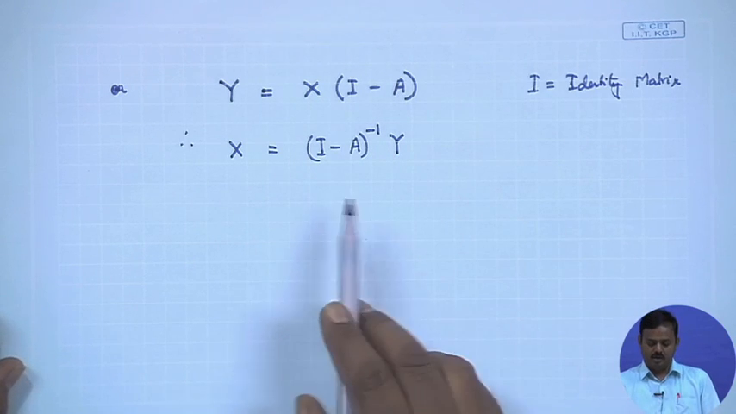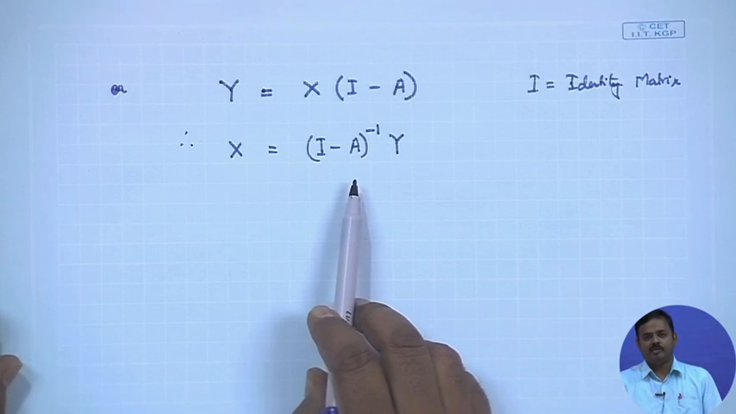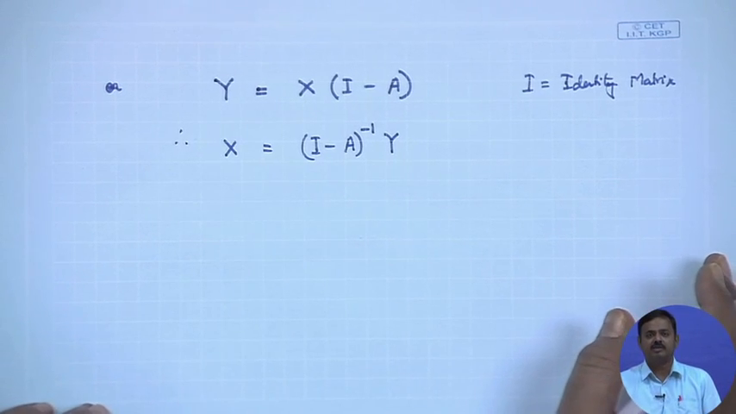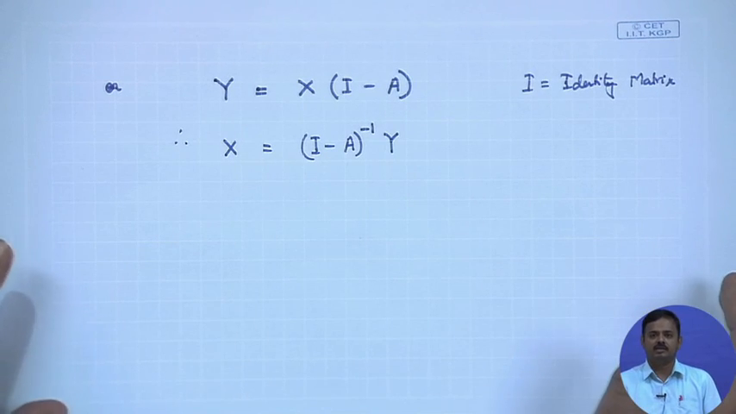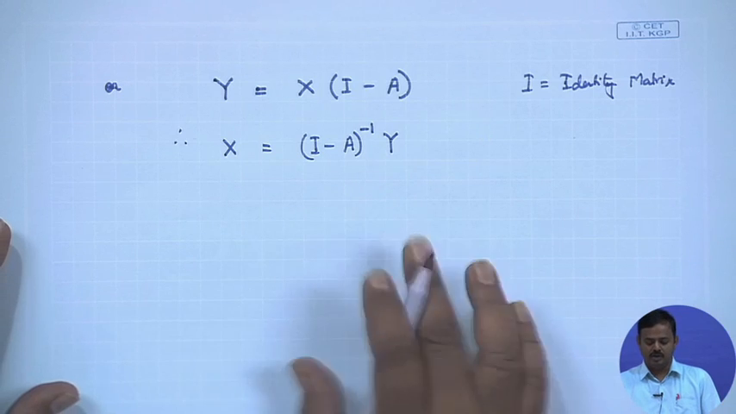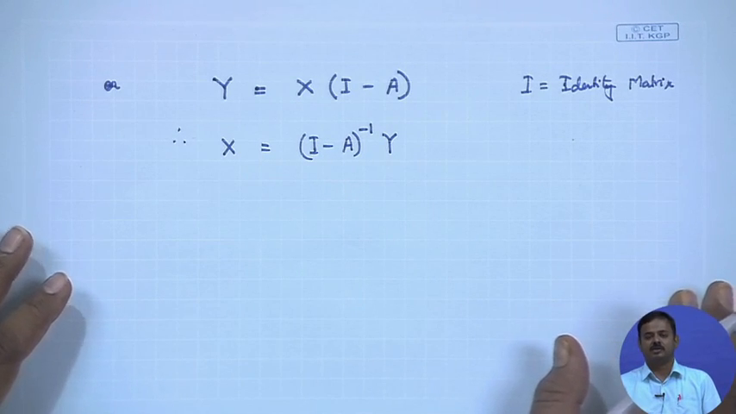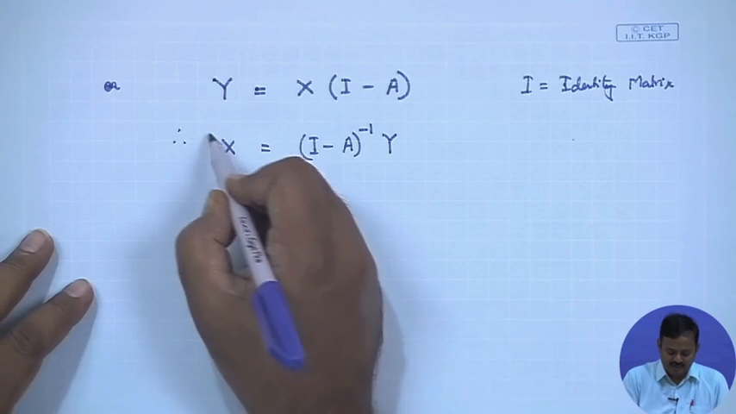Clear? So, I think we all know how to invert a matrix. If it is like 2 by 2, 3 by 3, we can do it ourselves. Otherwise, we have to write a small computer code or subroutine to calculate the inverse of a matrix, or to invert a matrix.